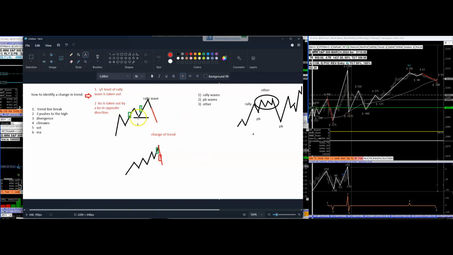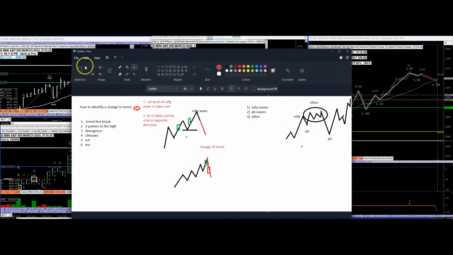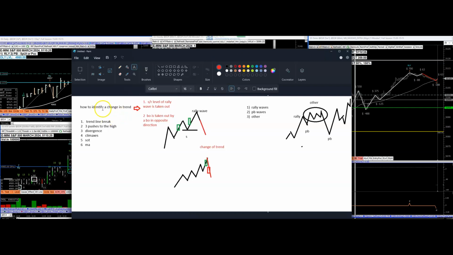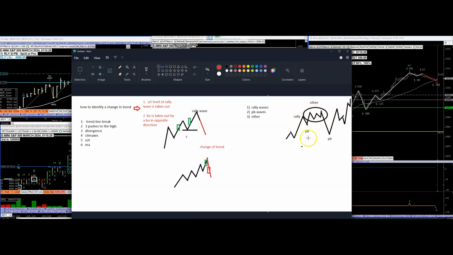But I'm making it a little bit more specific here by telling you that the break of the support level, and here by identifying the breakout and the breakout in the opposite direction. So, all right, we're done with this lesson on how to identify a change in trend. But the basis of this, what I think is really important, is this right here. You need to be able to classify when you see waves. What are they? Is it a rally wave, pullback, or other?